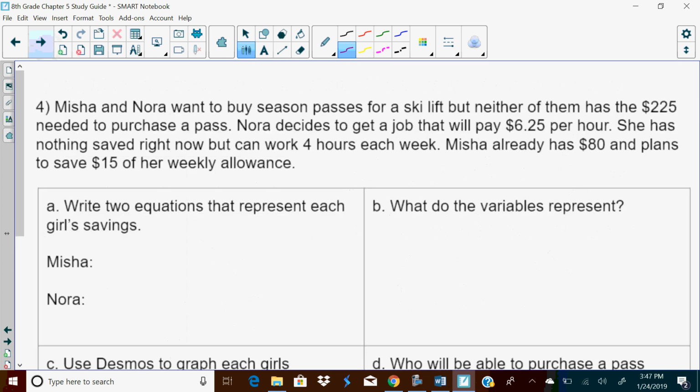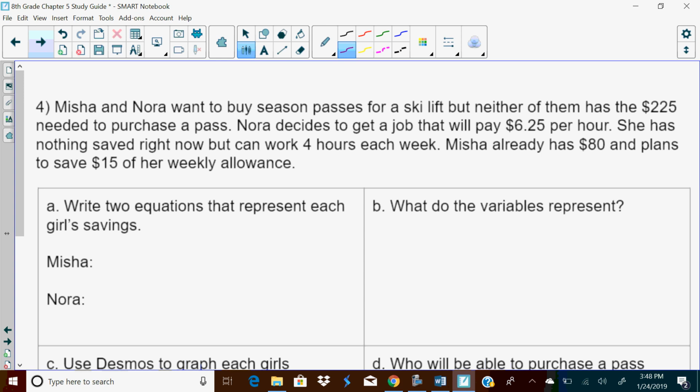Problem number 4, it says Misha and Nora want to buy season passes for the ski lift, but neither of them has $225 to purchase a pass. Nora decides to get a job that pays $4 each week, and Misha already has $80 and plans to save $15 of her allowance. So write two equations that represent each girl.